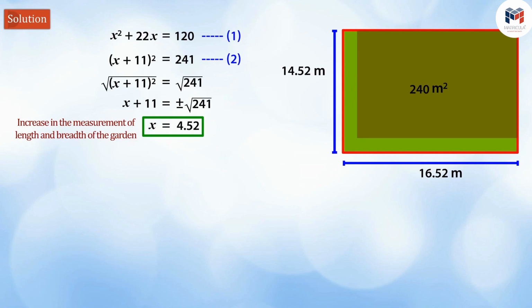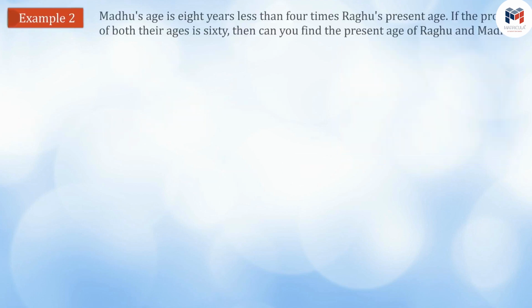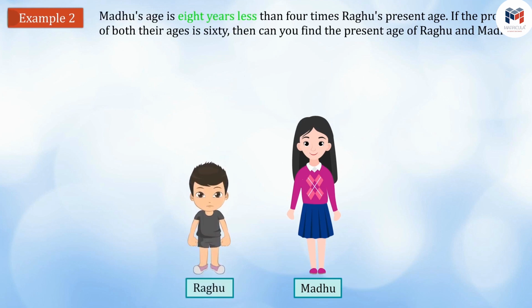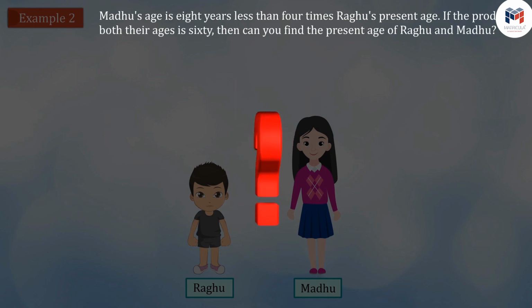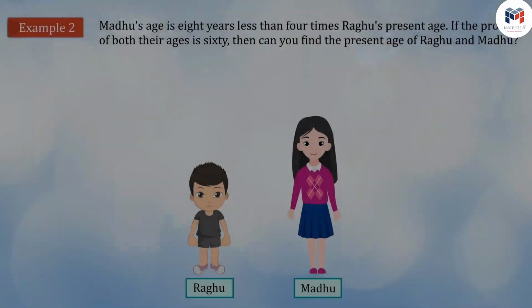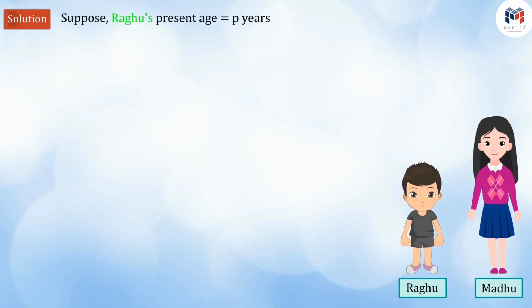Let us look at another example. Madhu's age is 8 years less than 4 times Raghu's present age. If the product of the ages is 60, then can you find the present age of Raghu and Madhu? Suppose Raghu's present age is equal to p years. According to the question, Madhu's age is 8 less than 4 times Raghu's present age. That is, Madhu's age will be equal to 4p minus 8 years.